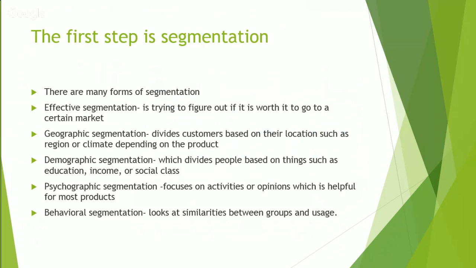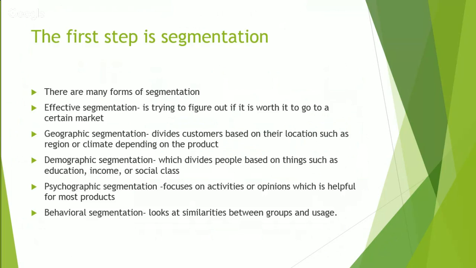The first step is segmentation, which is dividing a market into much smaller markets. There are many different types of segmentation, such as effective segmentation. Effective segmentation is trying to figure out if it is worth it to go to a certain market. An example of this would be putting a Walmart in a town of 200 people. It just doesn't make sense for Walmart to do that due to such a small population.